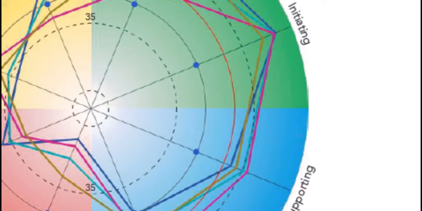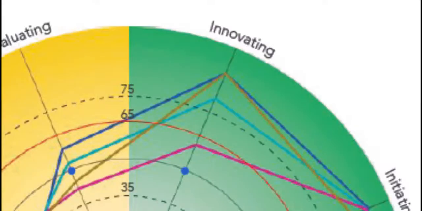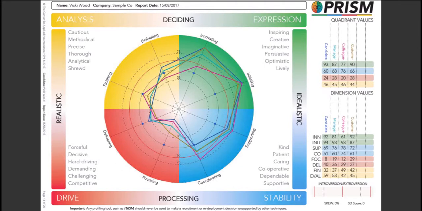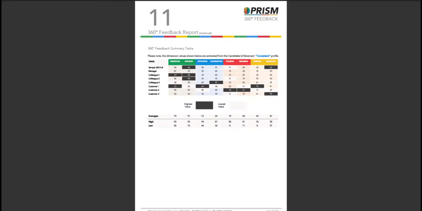So you can see for the initiating and supporting dimensions, the lines for all are very close together and would indicate this is a behaviour that is consistently seen the same way by all. By contrast, innovating shows a large disparity in the views of some of the observers. In the feedback session, it is worth exploring with the candidate some of the reasons behind these differences. The next page shows the feedback scores in tabular form.